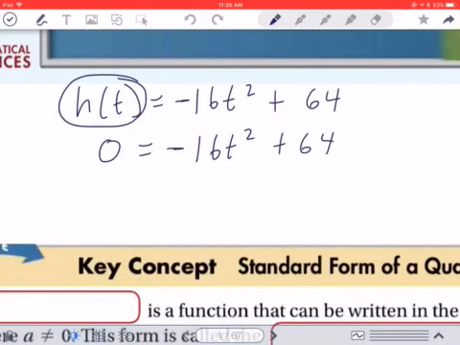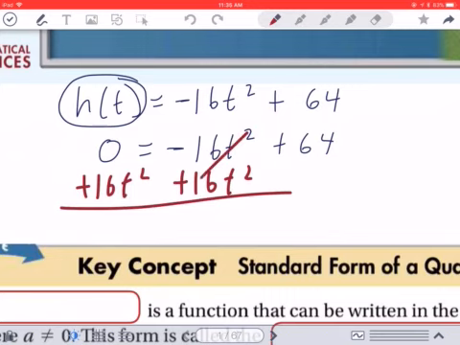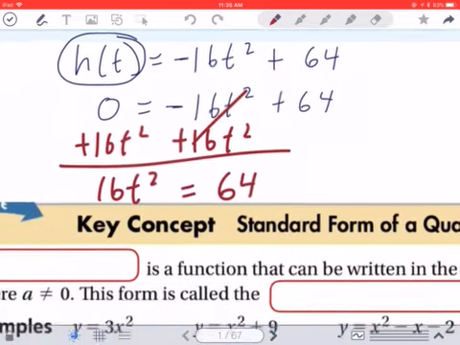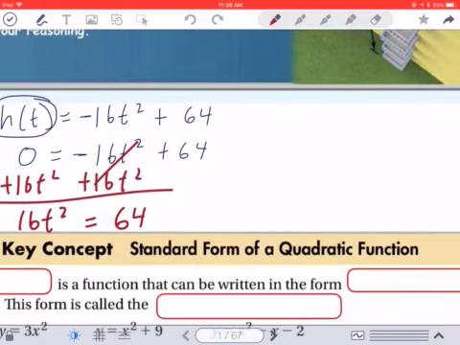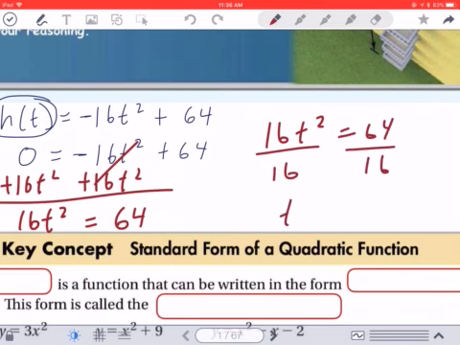And how would I solve this? Well, I would add 16t squared to both sides. And I would get 16t squared equals 64. Okay, from there, I'll just write it over here. 16t squared equals 64. I would divide by 16. Okay, get this 16 out of there. And I get t squared equals 64 divided by 16, which is going to be 4.